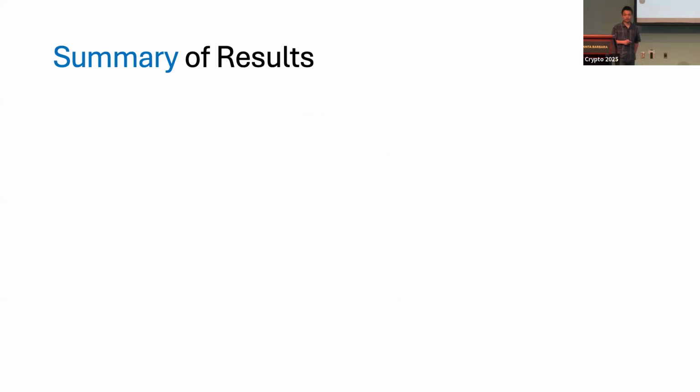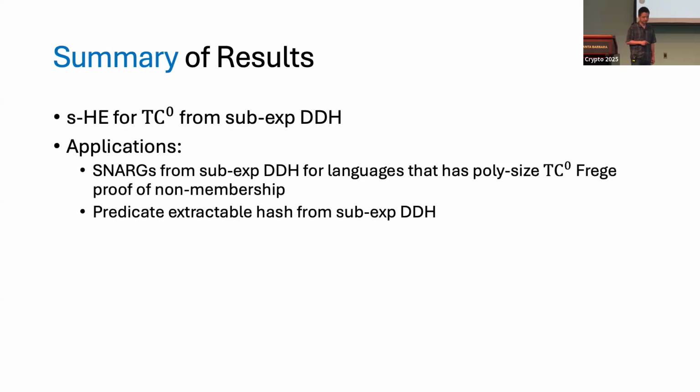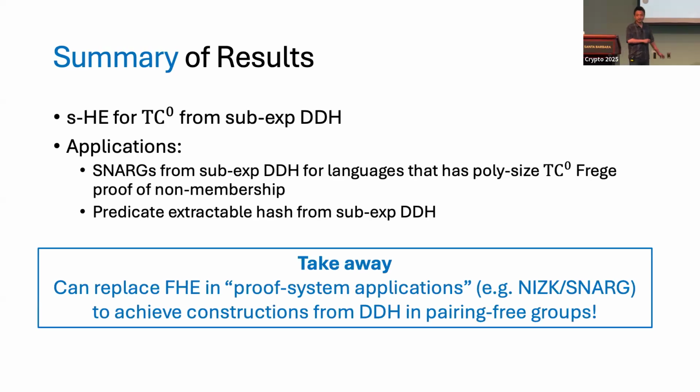So finally, this is a summary of our result. We construct sometimes decryptable homomorphic encryption for TC0 from sub-exponential DDH. And as applications, we show SNARKs from sub-exponential DDH for languages that have a polynomial-size TC0 Frege proof of non-membership. And we also show how to build SNARKs for monotone policy batch arguments. So the key takeaway of this work is that we can use this framework to replace FHE in proof system applications, such as NISIK and SNARKs, to achieve constructions from sub-exponential DDH in pairing-free groups.